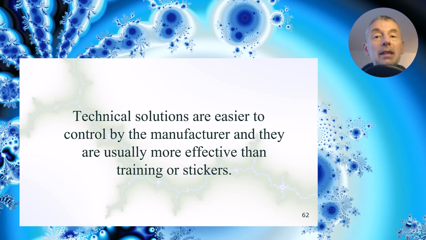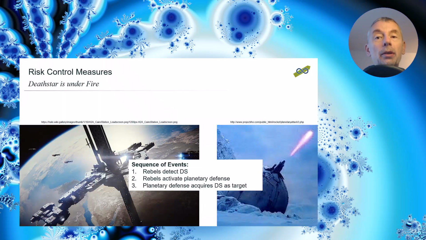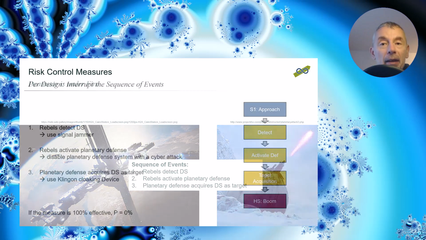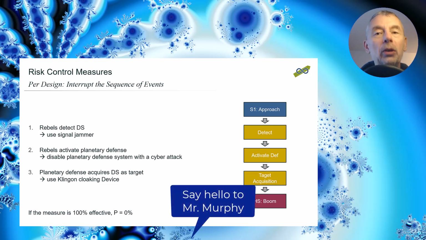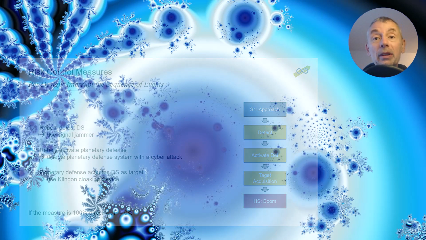But as a UX designer, you need to have a very good understanding of the sequence of events, so that then the technical part can be solved by the engineers based on knowing what's happening and not just assuming what could happen, which is usually far less than what's going on in real life. Okay, so that's it about risk control measures by design.